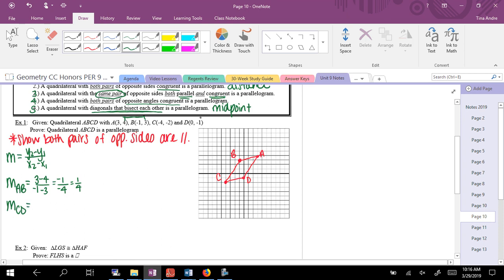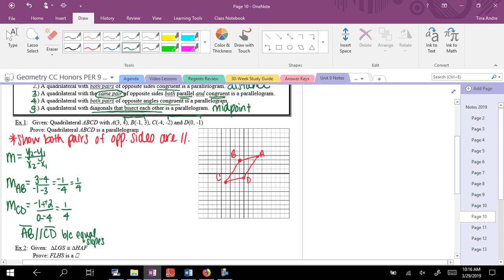So CD, I'm going to do my y's, so it's going to be negative 1 minus negative 2. Watch that double negative there. And then 0 minus negative 4, again, another negative. So then this is going to become addition, so I'm going to have 1 over positive 4, so that checks. So this tells me that AB is parallel to CD because the slopes are equal.